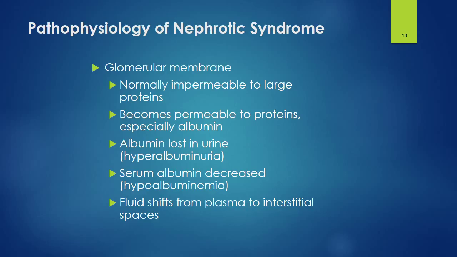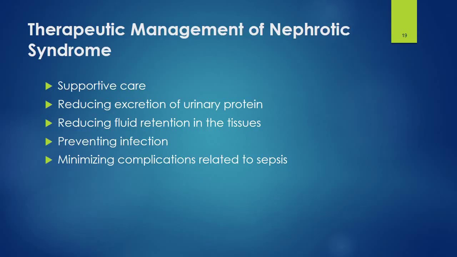Pathophysiology of nephrotic syndrome. The glomerular membrane is normally impermeable to large proteins. With this syndrome, it becomes permeable to proteins, especially albumin. This causes albumin to be lost in the urine, hyperalbuminuria. The serum albumin decreases, hypoalbuminemia, and fluid shifts from the plasma to the interstitial spaces.